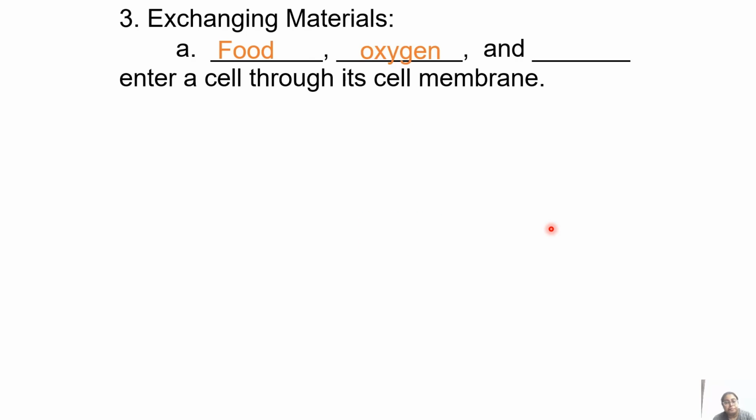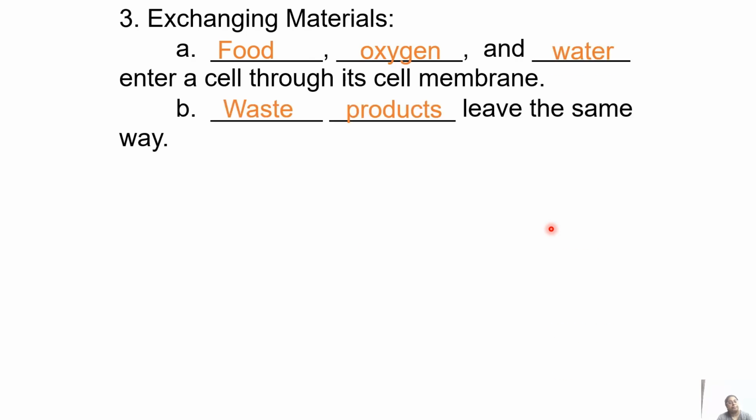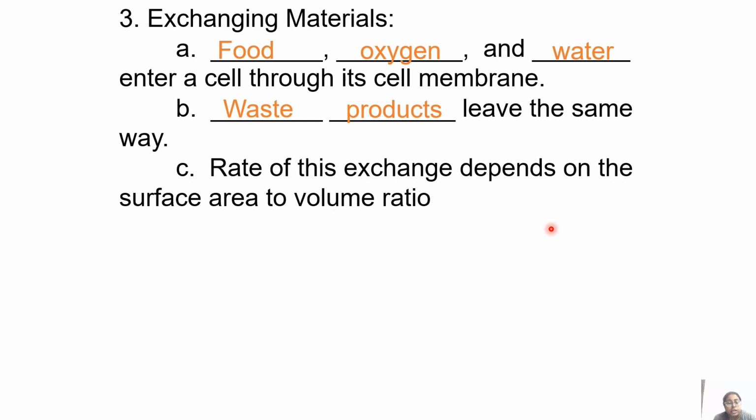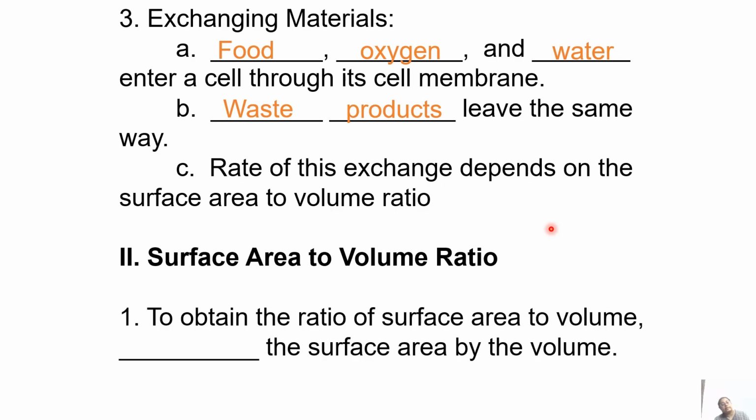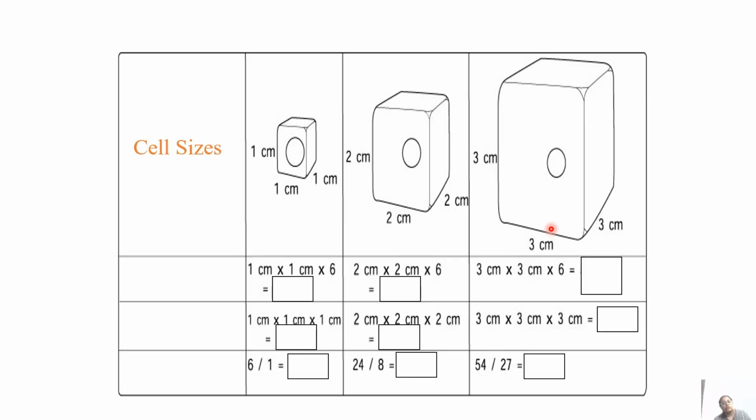Then, food, oxygen and water enter the cell through its cell membrane, and waste products leave the same way. So the rate of this exchange depends on the surface area to volume ratio, exactly what you were saying and what I explained as well. To obtain the ratio of surface area to volume, divide the surface area by the volume, obviously. So you can see the cell sizes, surface area, volume and the ratio of surface area to volume.